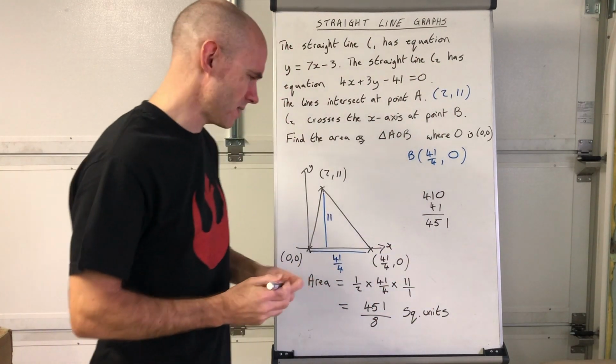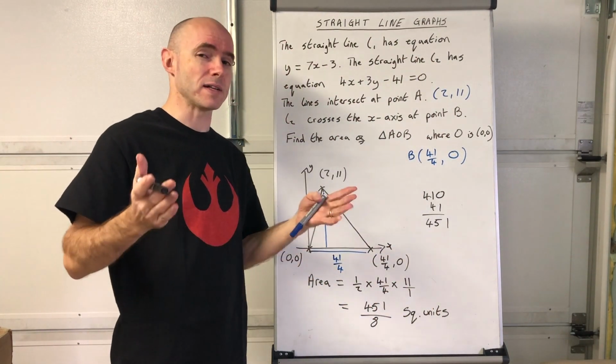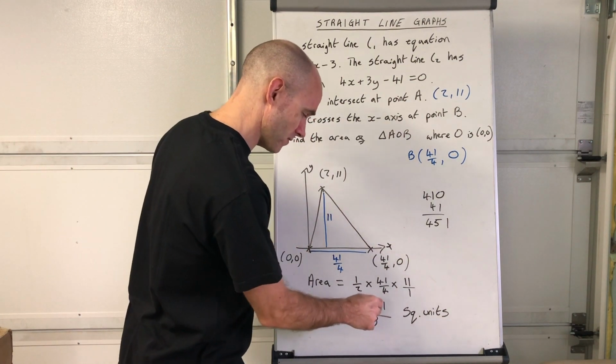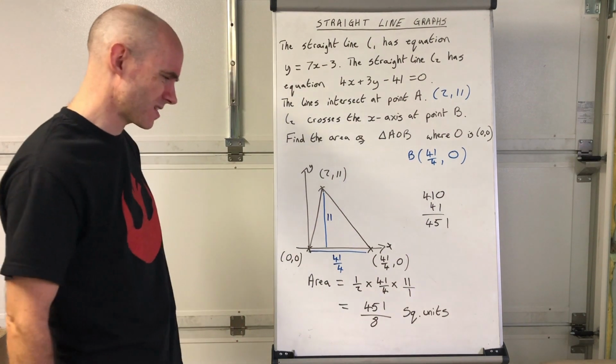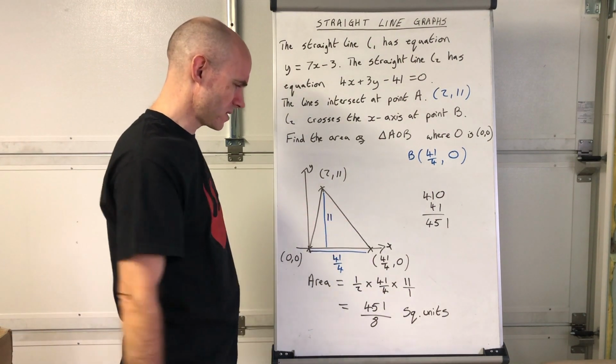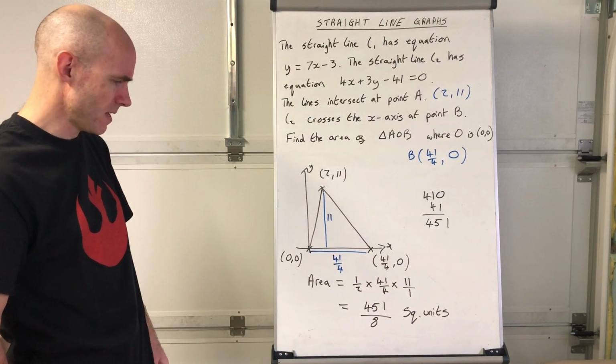If you want. There's no units attached to the question. In fact, in A-level maths, if you just write 451 over 8, you'll be fine and you'll get the mark for the final answer, because no units are generally given for this type of question. And that is it.